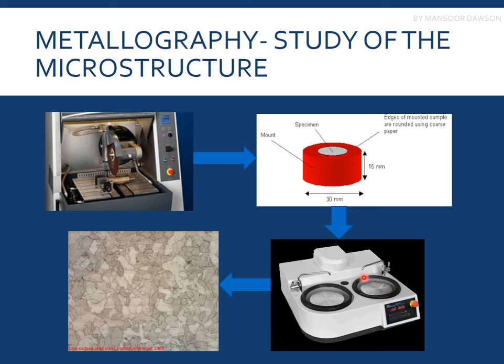We use different grit size papers in a progressive manner, and then we polish it on a polishing pad, and this is how the structure looks when we visualize it in the microscope. So this structure is of a low carbon steel.